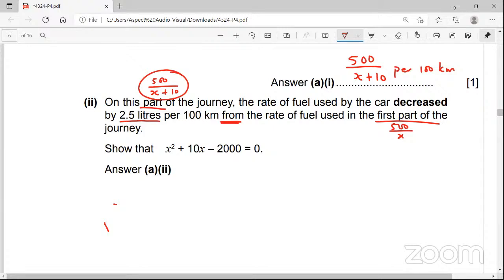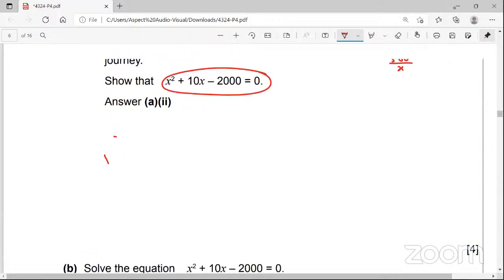Are we together? Okay, so what you are going to do is you are going to equate these two things. Because what they are basically telling you is this part of the journey will reduce by 2.5 from the first part of the journey. So that's what you are basically going to do. And then they are telling you must show that it will become this. So you are going to equate these two things and then you will manipulate such that it looks like that. Are we together? Okay, so how will I write it then?